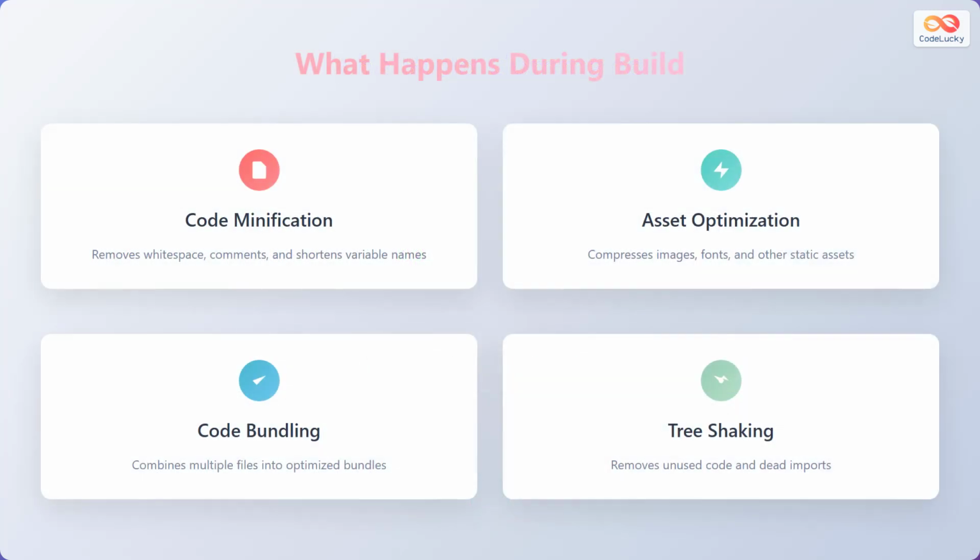Let's explore what happens during the build process. First, code minification removes whitespace, comments, and shortens variable names. Next, asset optimization compresses images, fonts, and other static assets. Following that, code bundling combines multiple files into optimized bundles. Finally, tree shaking removes unused code and dead imports.